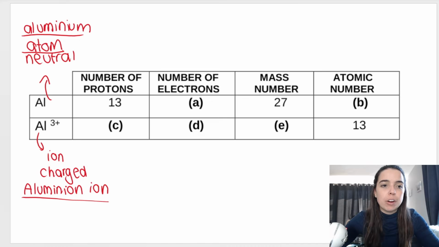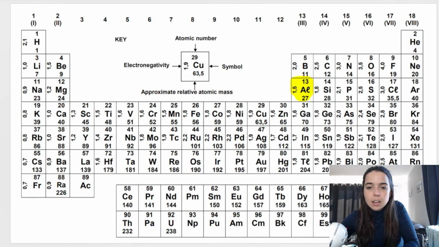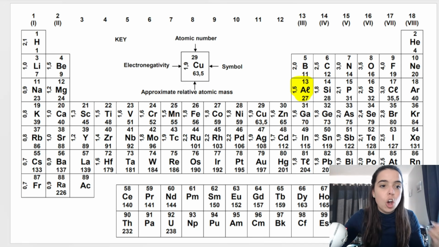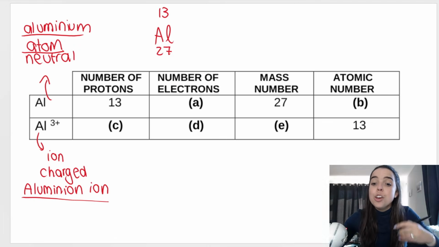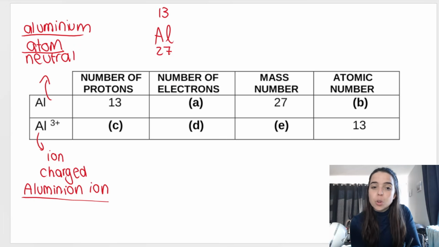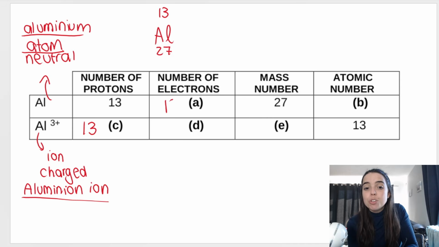Let's take a look at our periodic table. Aluminium can be found over here. Okay, so it's Al with a little 13 on the top and a little 27 on the bottom. 13 is the number of protons. Now, as I mentioned, the number of protons will always stay the same. So that means that over here, my answer for protons is 13. My number of electrons for the aluminium atom is the same as my number of protons, 13.